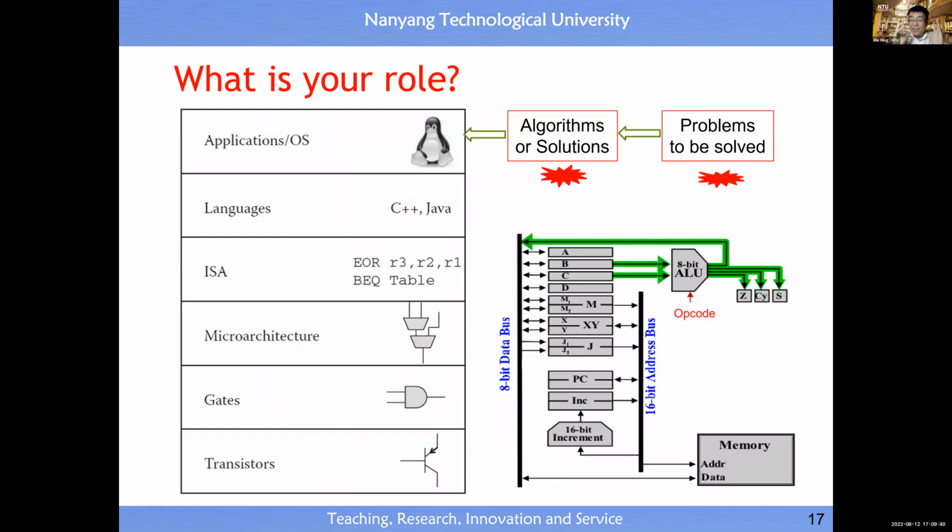Then what is your role? Okay, your role is just as a user. So we just position ourselves as a user. We use a microcontroller, right? As a user, you should not ask the question of why. Why is it this way, all right?